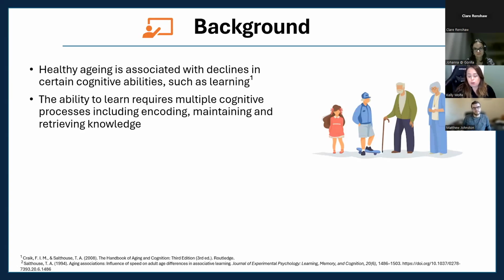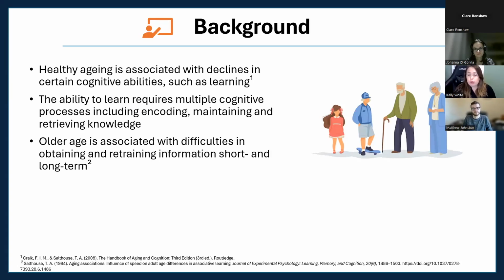What we have learned so far in other research is that older age is associated with difficulties in obtaining, so encoding this, but also maintaining this information, both in short and long term. So if, for example, you are trying to remember a phone number for a short period of time, for an older person, that'll be harder to do, but it also will be harder for them to remember this long term compared to a younger person.